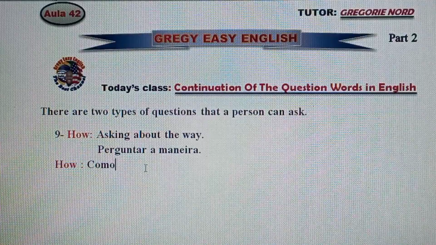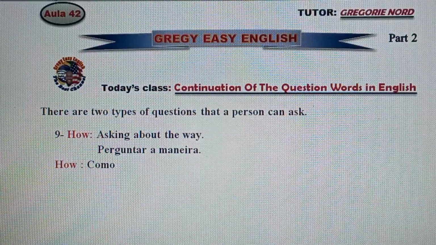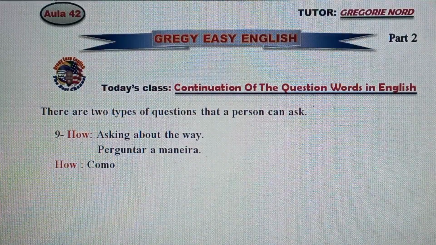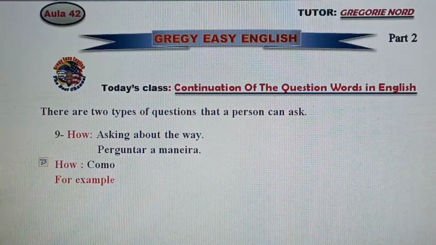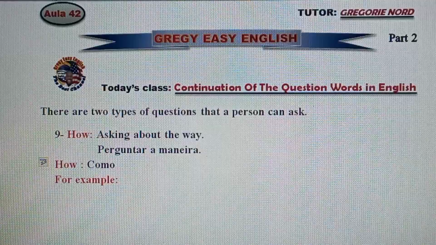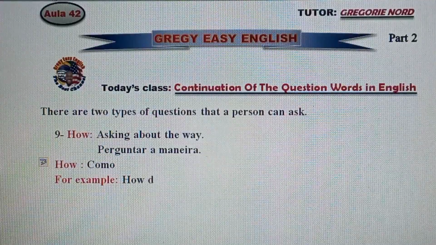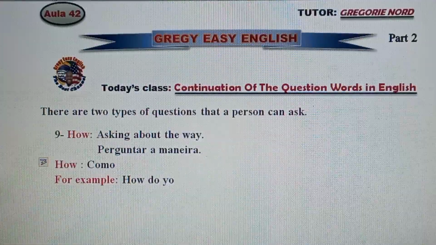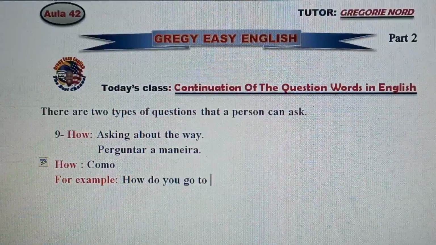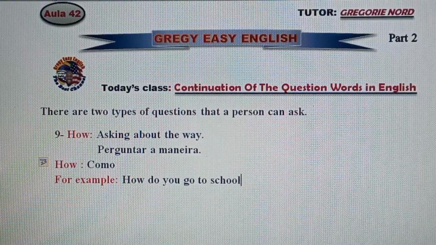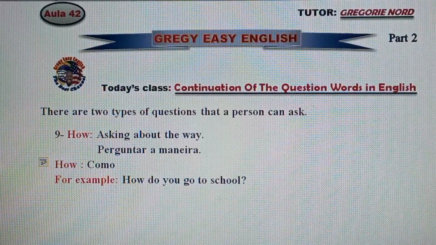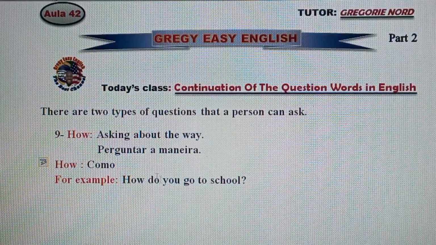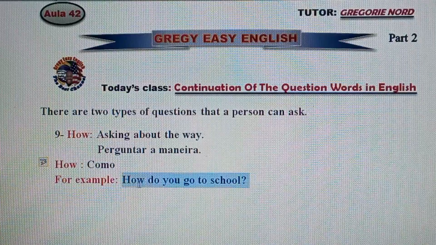Now, guys, let's take some examples with this question word. Let's say, for example, how do you go to school?